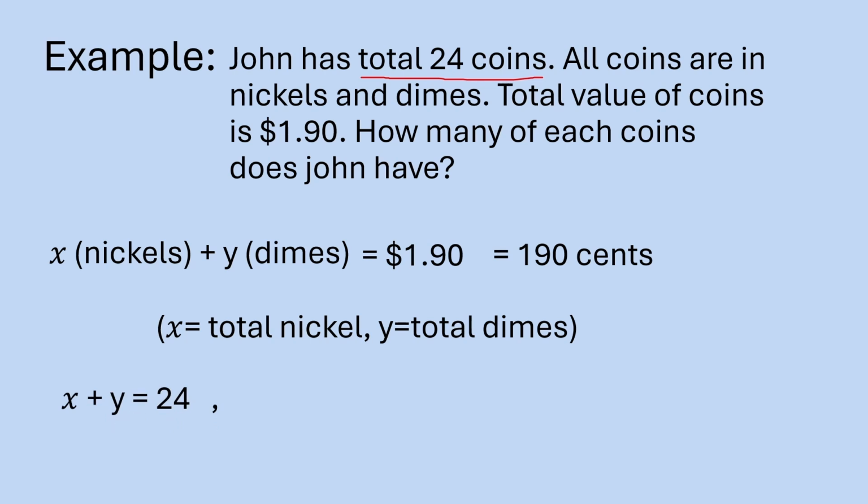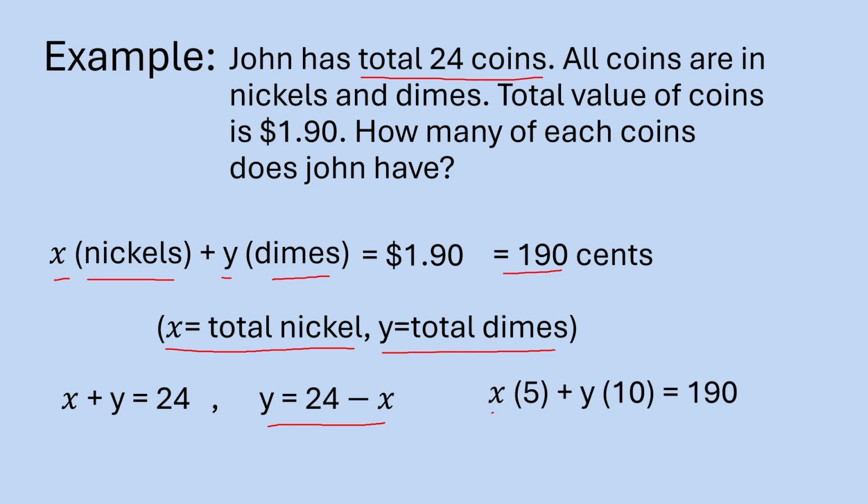X plus y is equal to 24. In another way, we can write it like this: y is equal to 24 minus x. Here y is equal to total dimes and x is equal to total nickels. Now we have the equation: x multiplied with nickel plus y multiplied with dimes is equal to 190. This 190 is in cents.